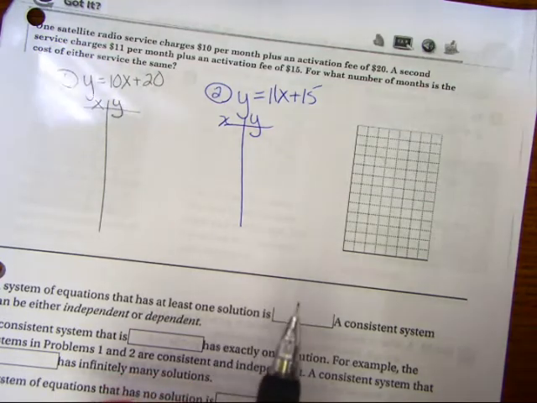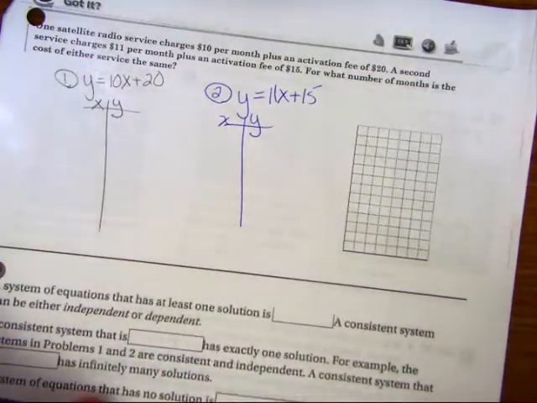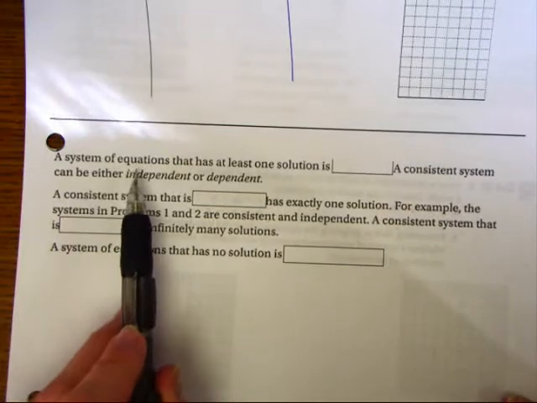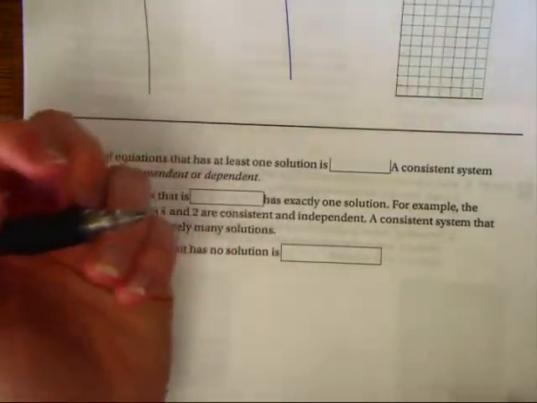Sorry. I'm going to tell you the answer in a little bit at the very end, and then you can see how well you've done. Alright, now we're going to get into some special cases and some vocab, okay? A system of equations that has at least one solution is what we call consistent.